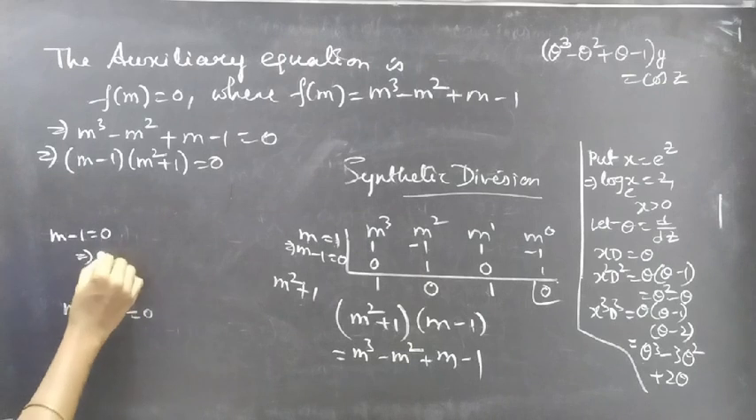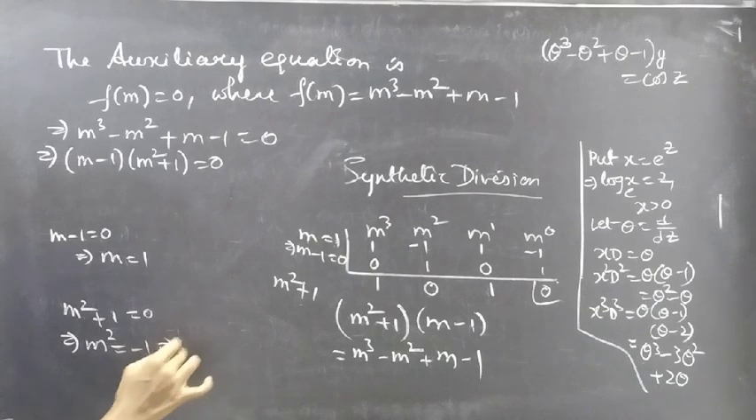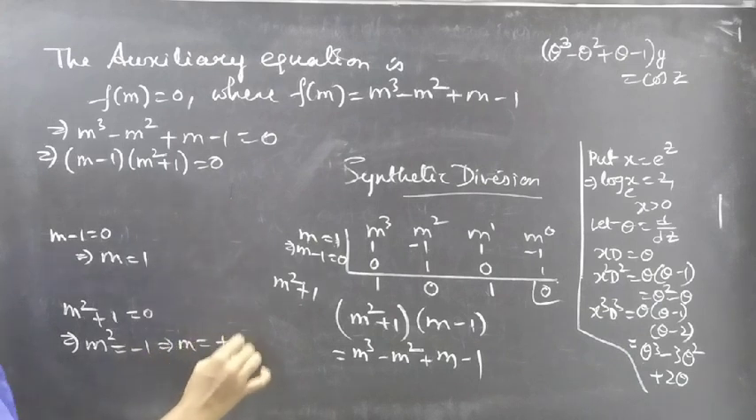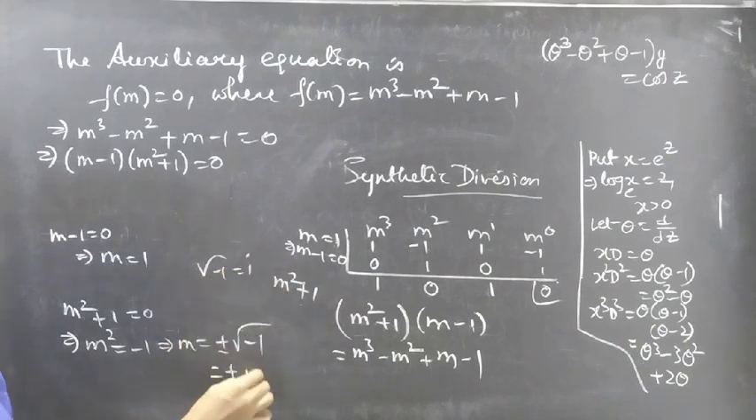From m minus 1 equals 0, we'll get m equals 1. From m square plus 1 equals 0, we'll get m square equals minus 1. Then m equals plus or minus square root of minus 1. Since we know that square root of minus 1 is i, now replace square root of minus 1 with i. So the roots are m equals 1 and plus or minus i.